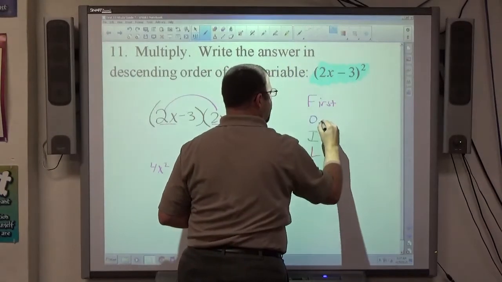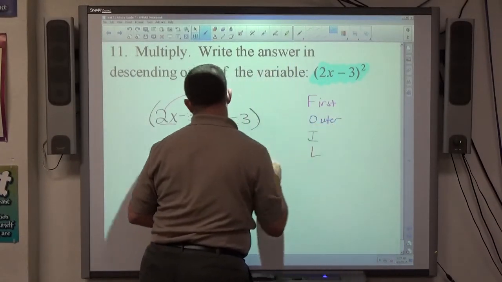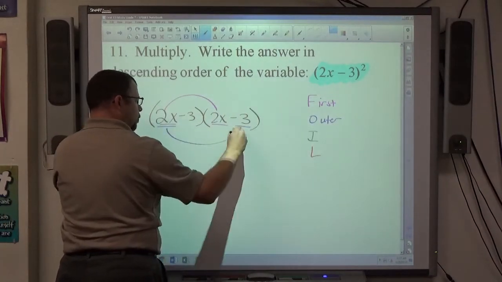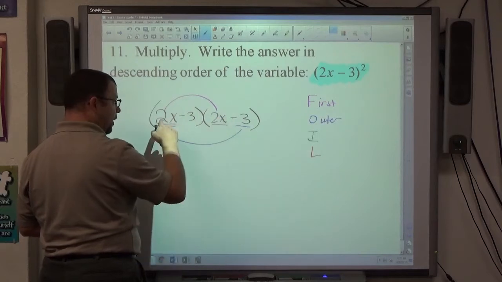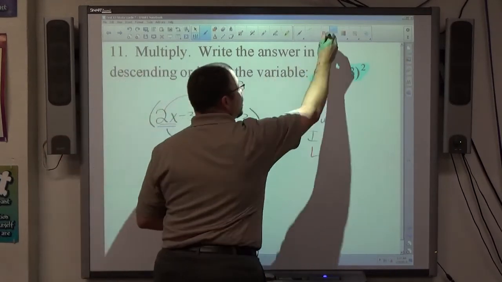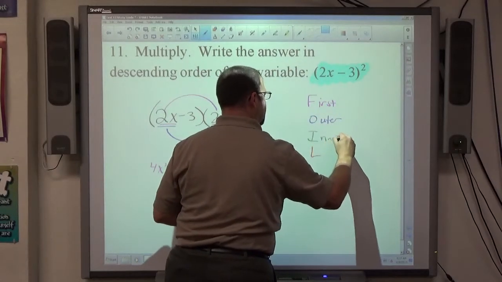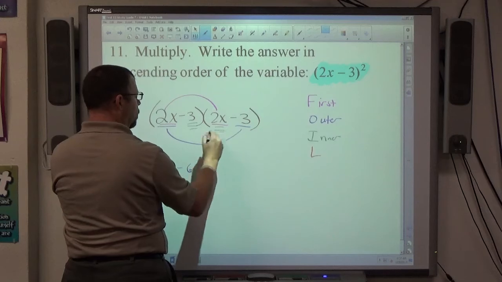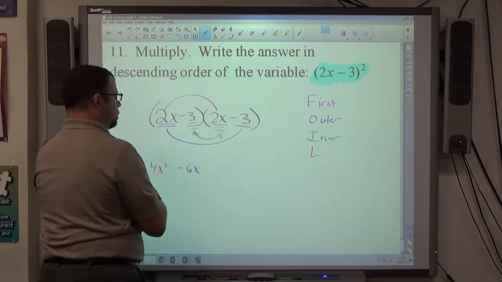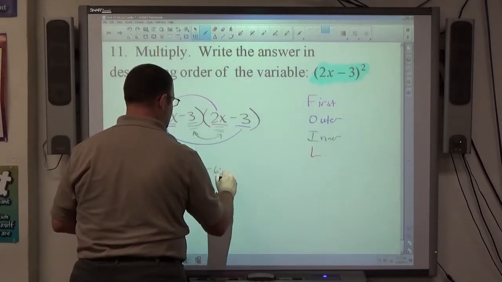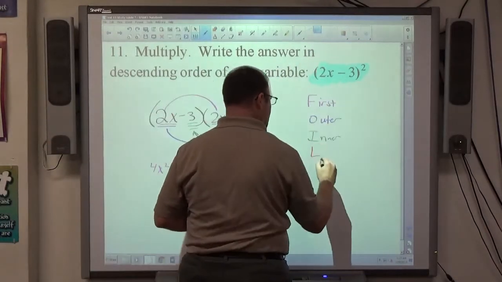O stands for outer. Okay, these two terms are the outer terms of the four terms. They multiply positive 2x times negative 3 makes negative 6x. I stands for inner. Again, you got four terms. These two are the inner terms. So negative 3 times 2x is negative 6x. And then L stands for last.